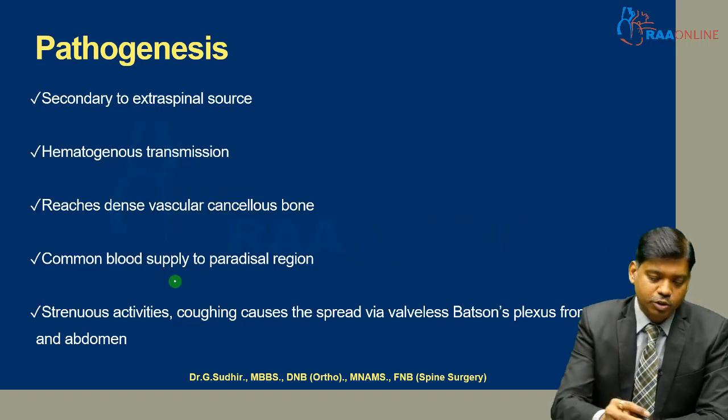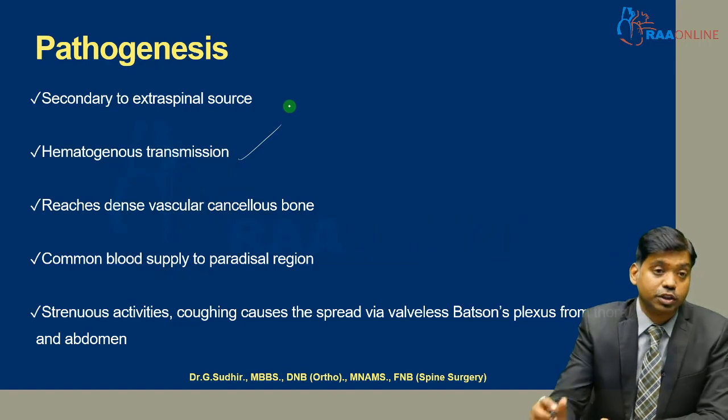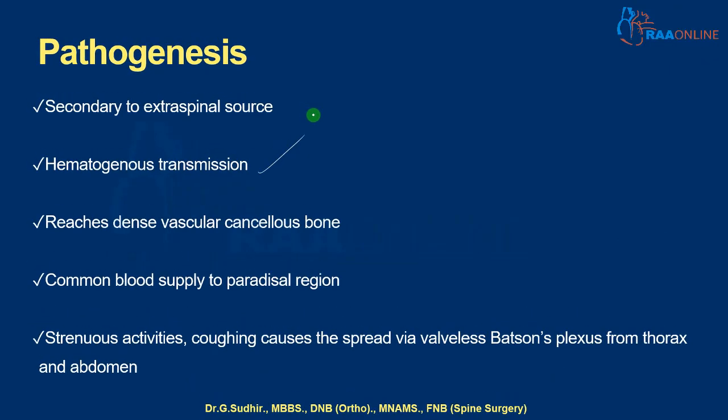The most common method of transmission is hematogenous transmission. Suppose a patient has pulmonary tuberculosis, it can spread by the hematogenous route into the spine. That is called hematogenous transmission. It reaches the dense vascular cancellous bone, and it is because of the common blood supply to the paradiscal region. We will be discussing that in the next few slides.